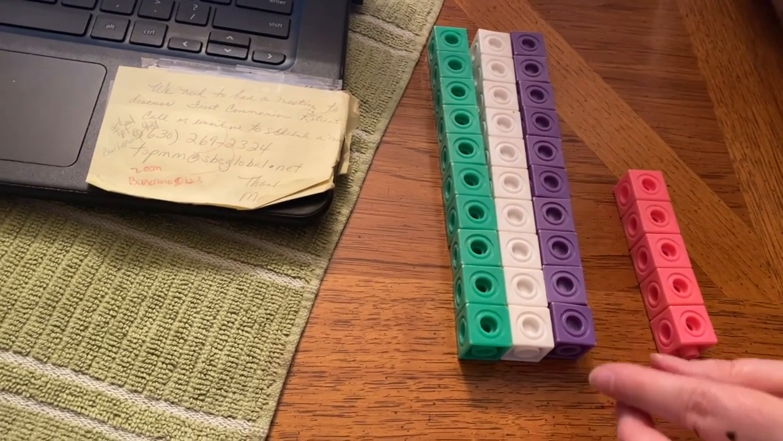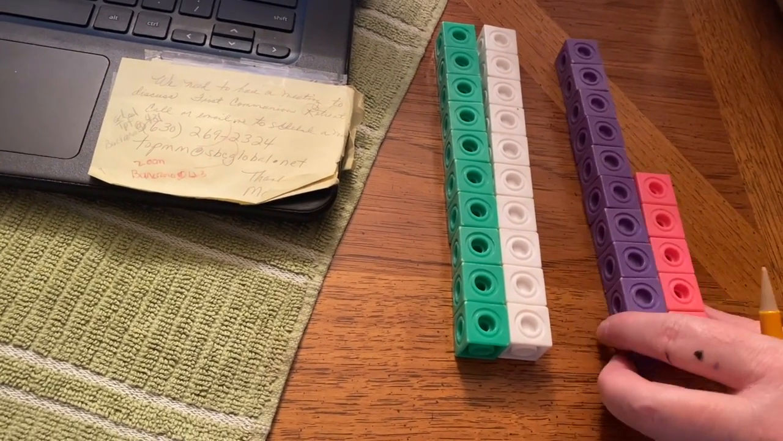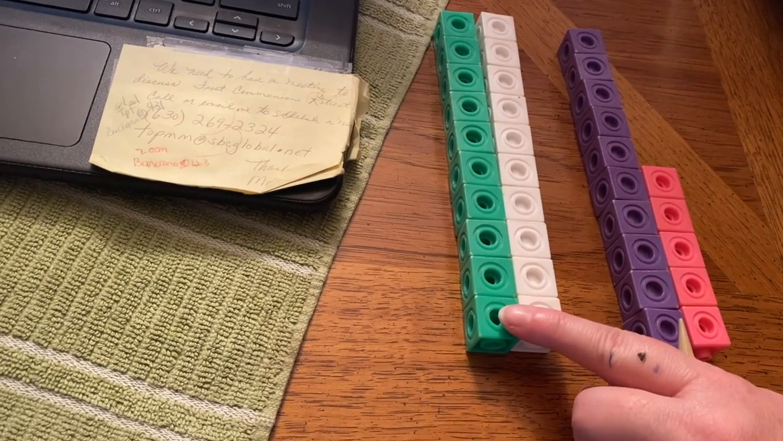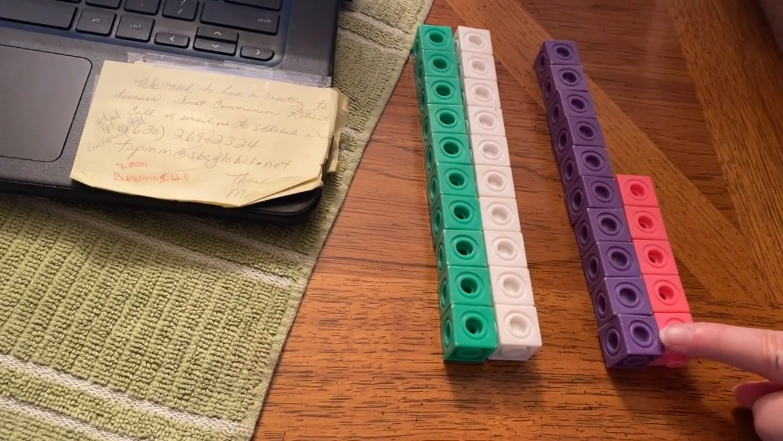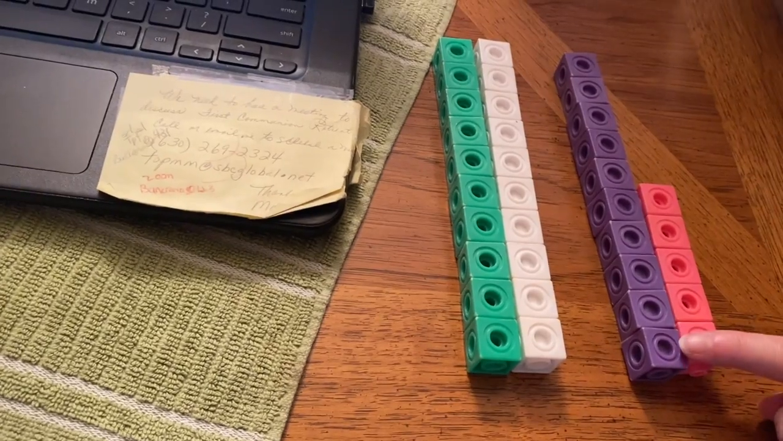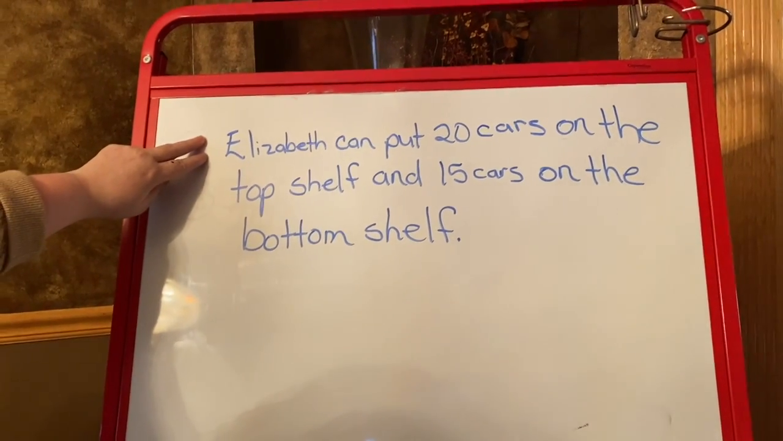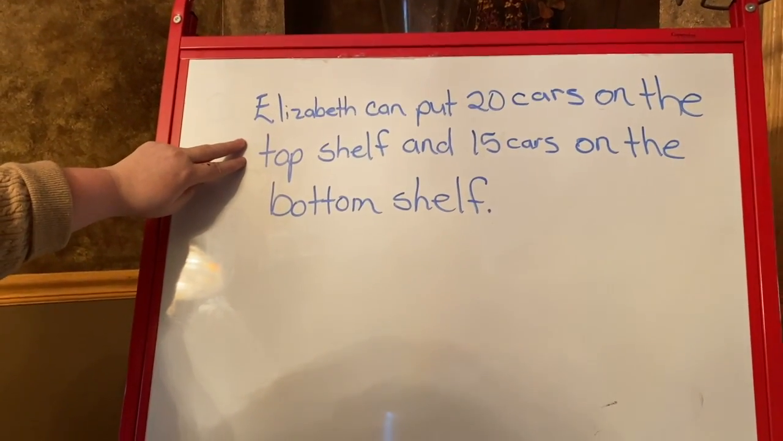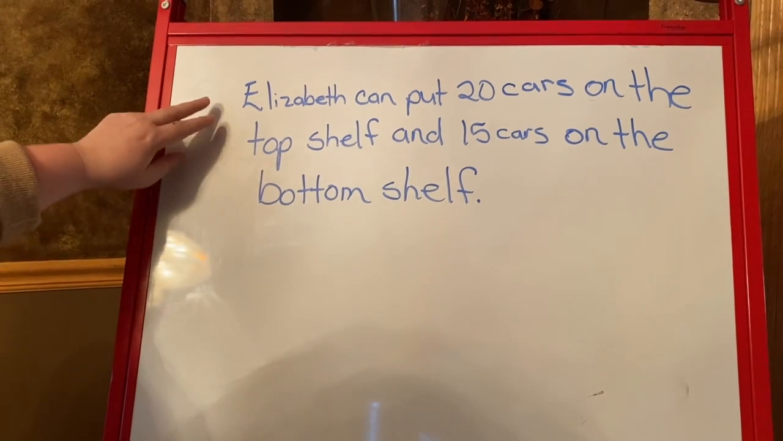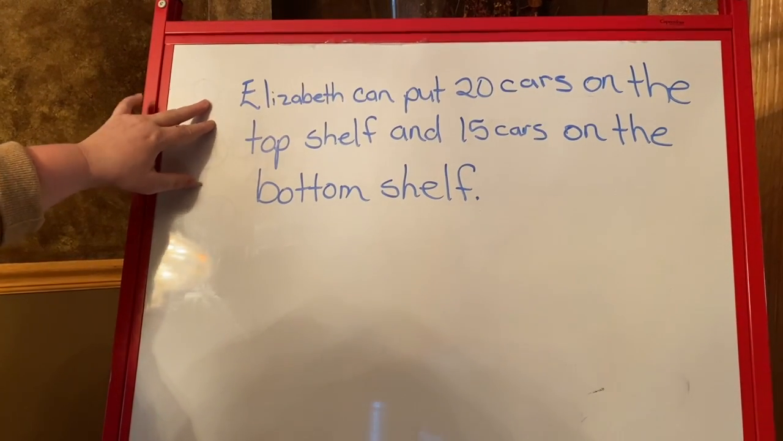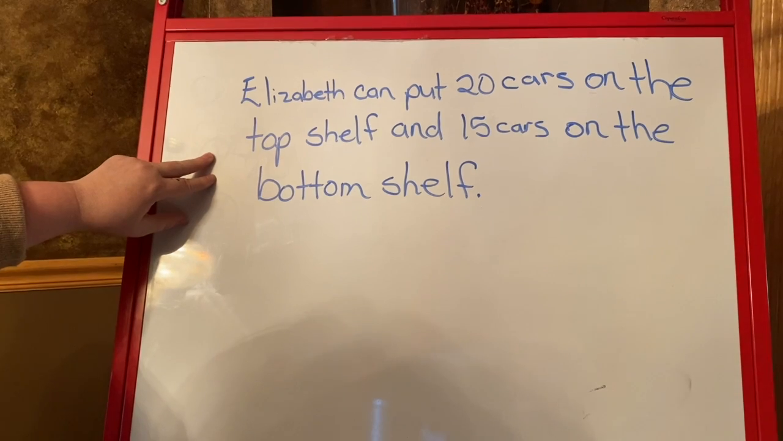So one way I might write about it is I'm going to say, on the top shelf, Elizabeth could put 20 cars, and on the bottom shelf, Elizabeth can put 15 cars. And this is how I would write it in that space. So you can write, Elizabeth can put 20 cars on the top shelf and 15 cars on the bottom shelf. You can pick one of the 3 equations that we did on the previous page and write about it.